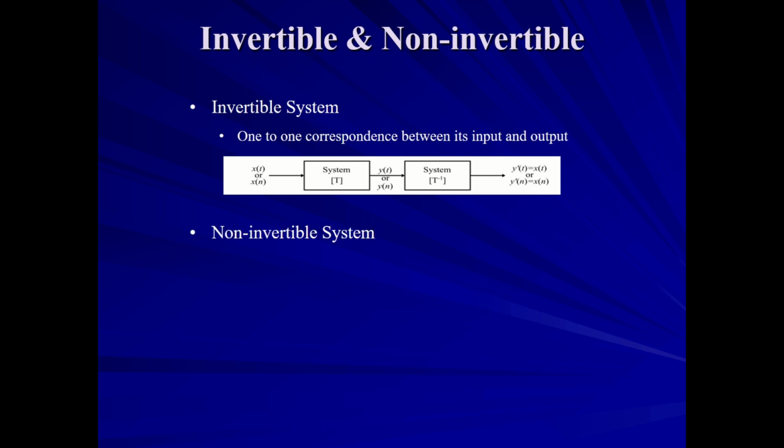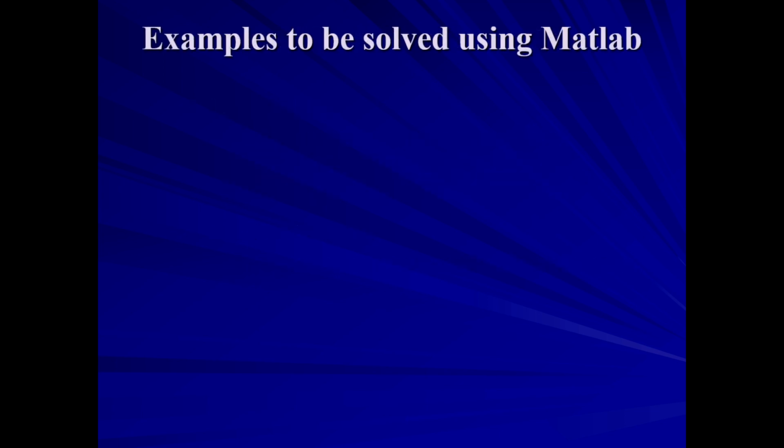Next is a non-invertible system. In this case, there is one-to-many or many-to-one correspondence between its input and output. Now, after discussing all the 6 systems, the examples are to be solved using Matlab.